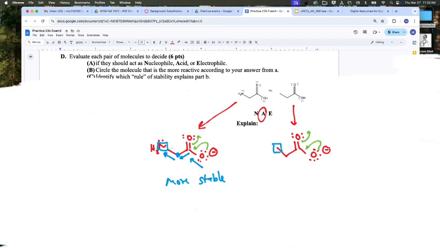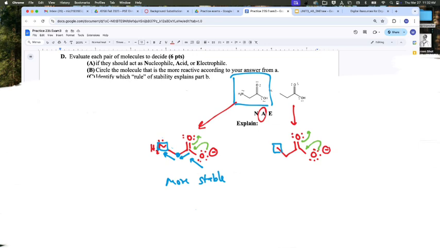And dealing with acid strength. The more stable your conjugate base, the stronger the acid, which then means this structure is a stronger acid, okay? Due to, yes, it's more stable. Why is it more stable? An inductive effect.